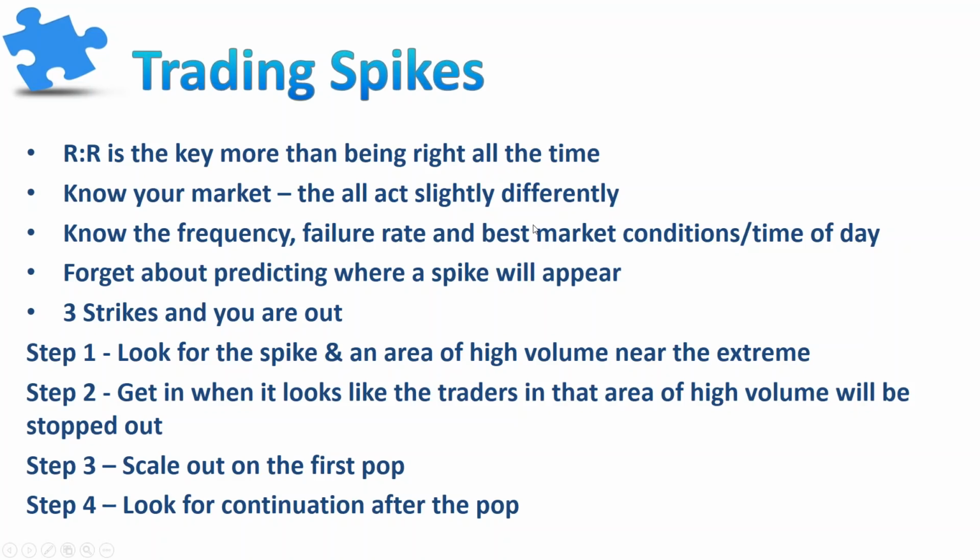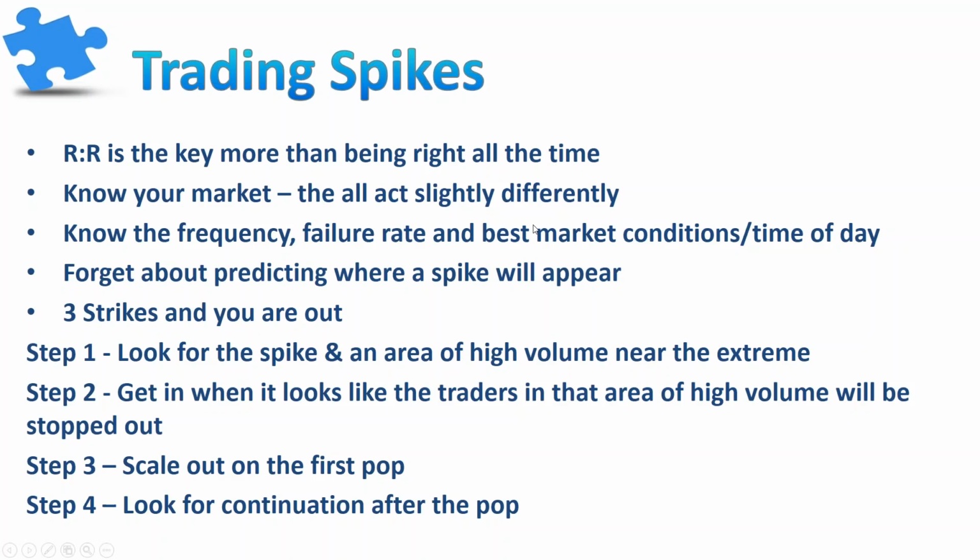And they do occur multiple times per hour on some markets. So know when they occur, what times of day, what market conditions you're breaking from, and the failure rates for those particular conditions. Now, don't worry about knowing ahead of time where a spike might appear, because it's really not going to help at all. I would also employ a 3 strikes and you're out policy for these trades. If you keep fading spikes on a one-way day because conditions are different or you're just not reading it well, there's no point sticking with this trade all day, right?